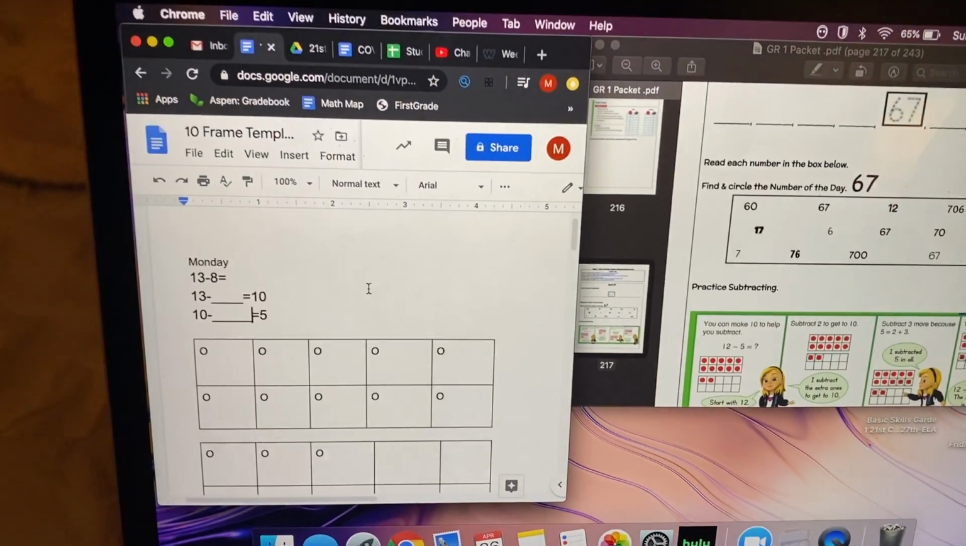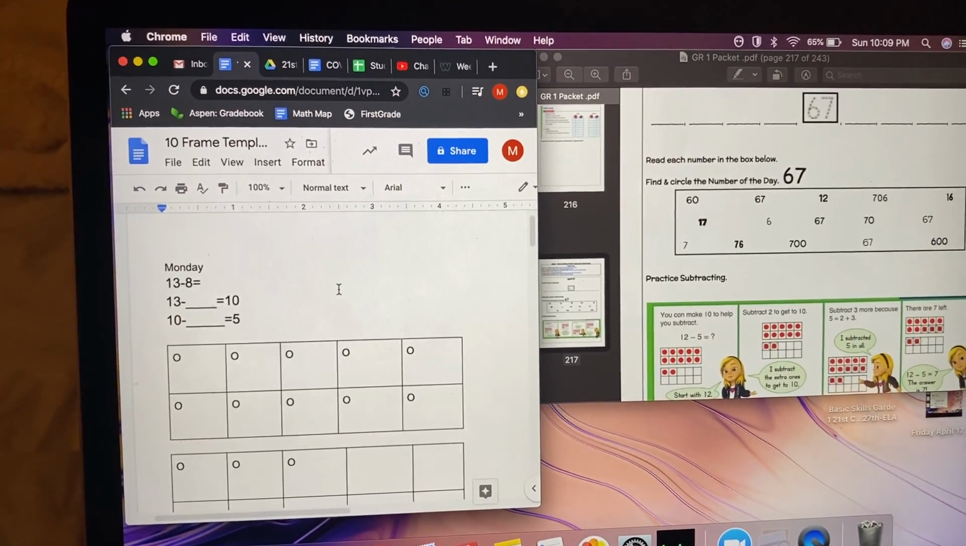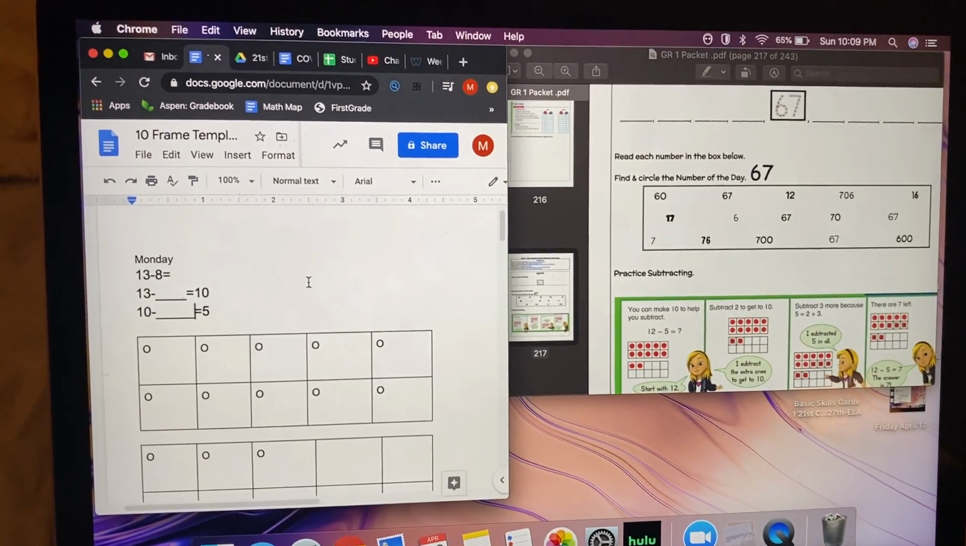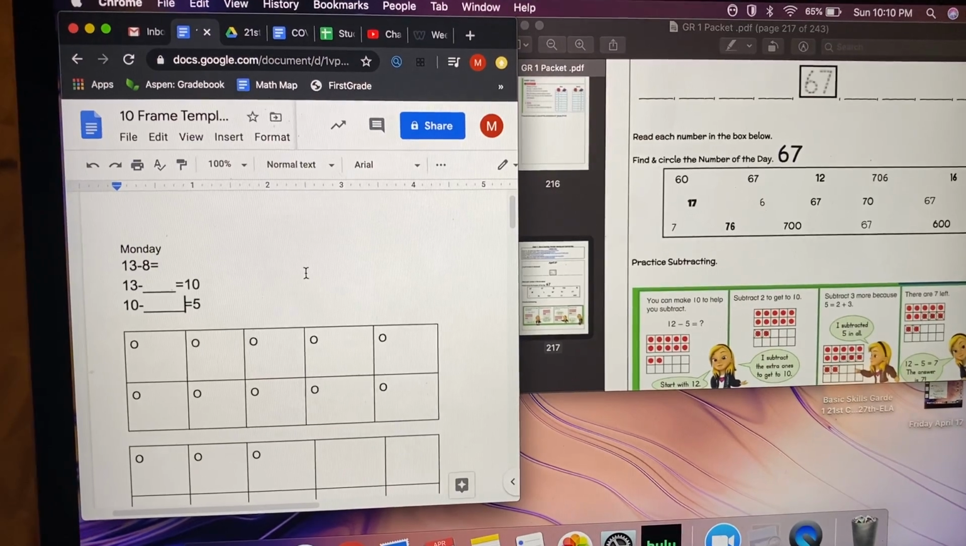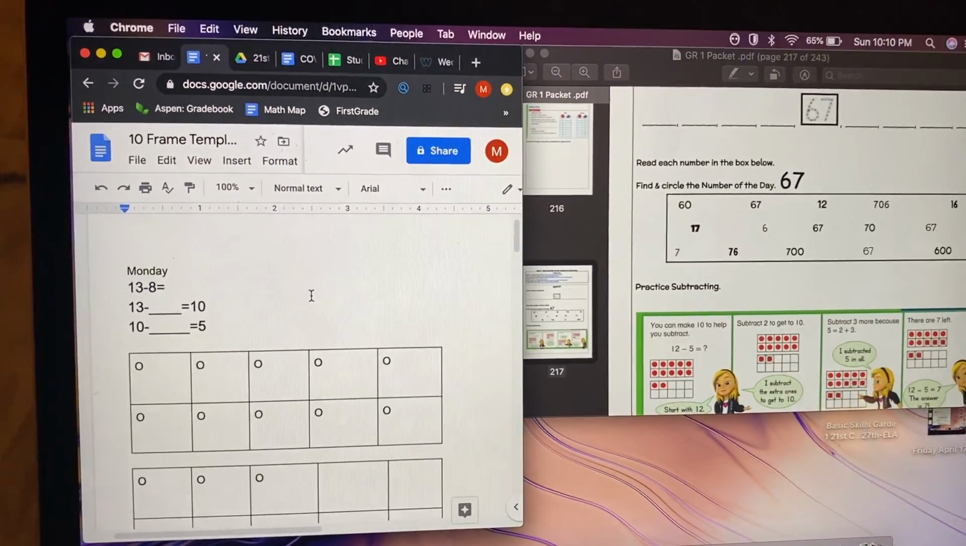Hi boys and girls, this is the math portion of the packet for the week of Monday, April 27th. We are going to go over each day and an example, as well as the example that they're giving you in the packet. So we're kind of going to do two problems for each.